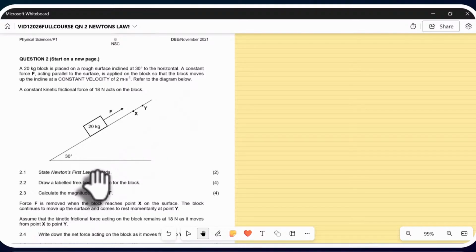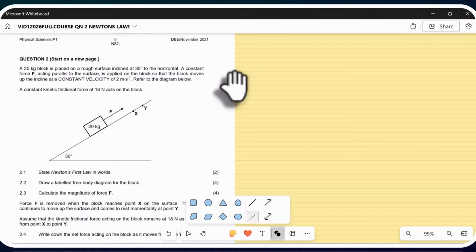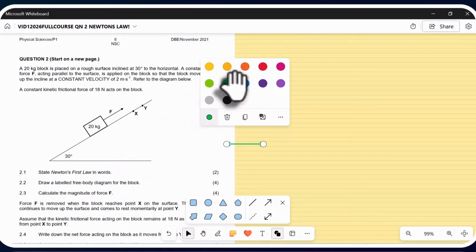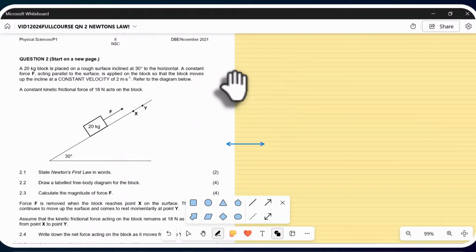So here, as you can see, the surface is the incline here. We have the force F. Because we have frictional force, that force F is opposed by frictional force. So we're going to have it like this now. So we are having the frictional force.